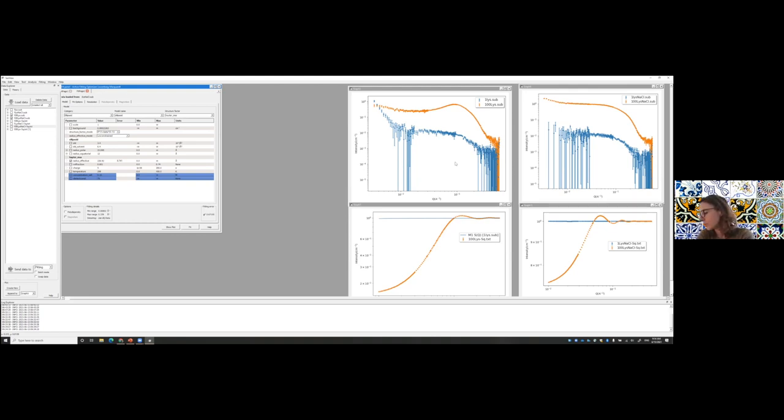Now, another point, do you have any questions? If not, another point of discussion that I suggest in there is what would be a better structure factor for the higher concentration data, so the 100 mg per mL in 150 millimolar. Have you thought about it?